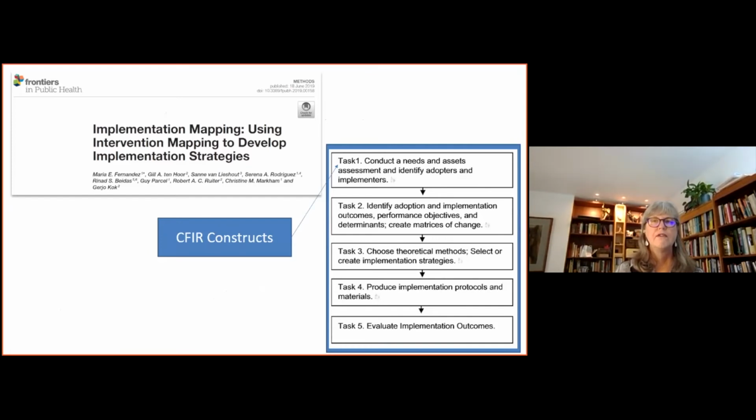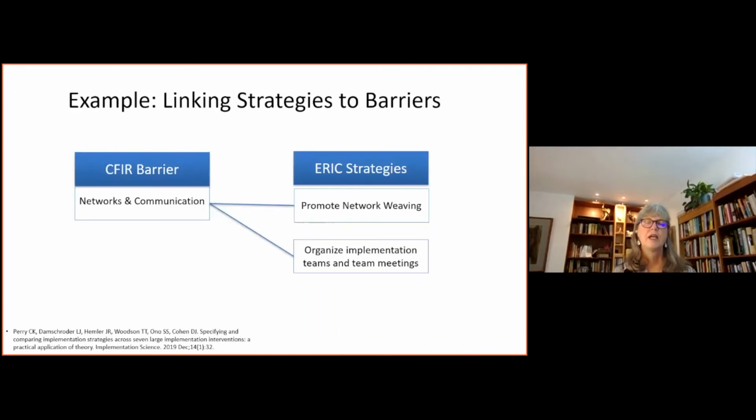The list of constructs that I showed you coming out of TLC, those constructs can help to guide our entree into implementation mapping. So task one that Fernandez and colleagues lay out is to conduct a needs and assets assessment and to identify adopters and implementers. And in this case, it is identifying barriers and facilitators as well. But actually, I'm not going to go there yet.